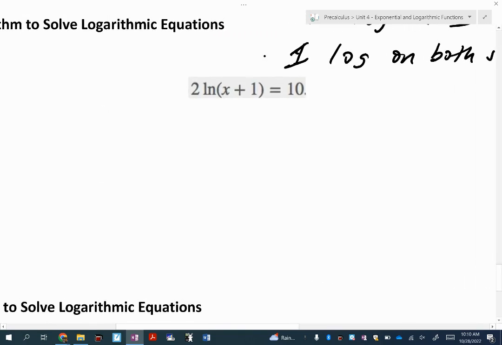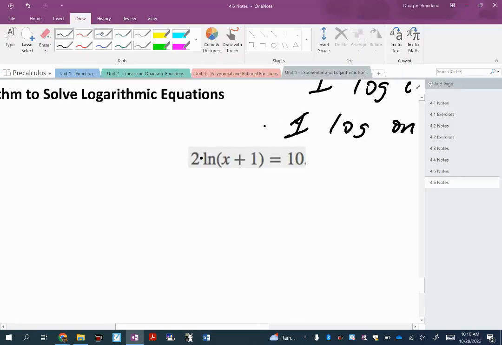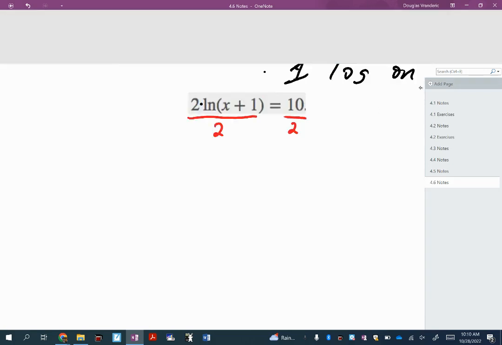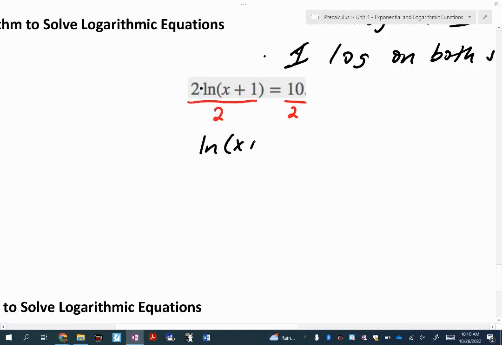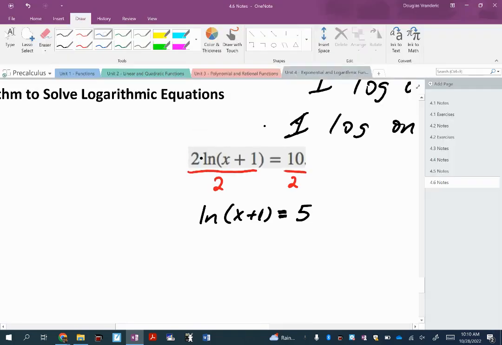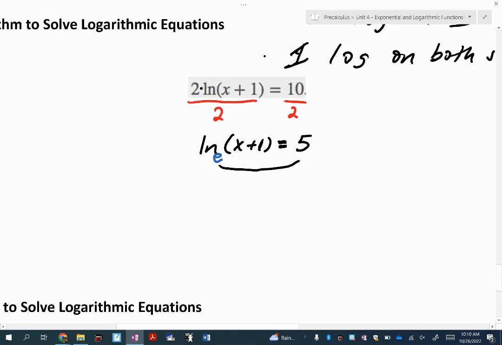Let's try this one, all right? You'll notice this is 2 times the natural log of x plus 1. Let's divide both sides by 2. So now I have the natural log of x plus 1 equals 5. This is one log on one side, just like I did before. This is the base of e, so it's e to the fifth power gives you x plus 1. e to the fifth power equals x plus 1.